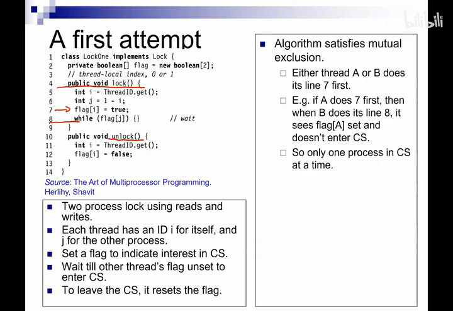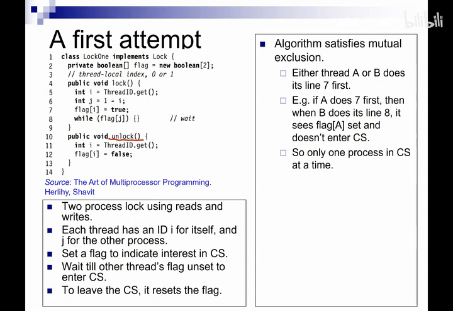It turns out that this algorithm is partially correct. It does satisfy mutual exclusion. To show this, suppose you have two threads A and B. If they want to get into the critical section, they're going to call the lock algorithm, and so they're both going to do line 7. Because they have an interleaved execution, one of them is going to do line 7 first.